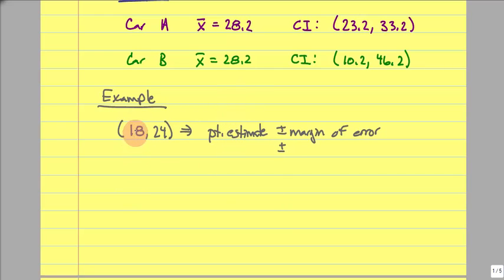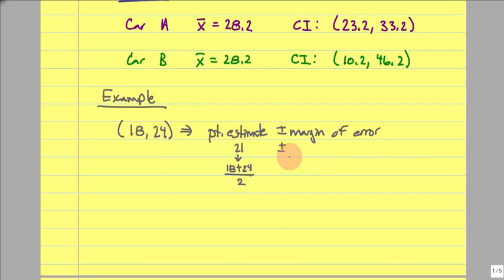The point estimate is the middle. It's halfway in between 18 and 24. So to come up with our point estimate, we would have 18 plus 24, the sum, divided by 2. So if we take 18 plus 24, I get 42, divided by 2, I get 21. So my point estimate is 21. It's halfway between 18 and 24. So the way I get that is I average those two values.